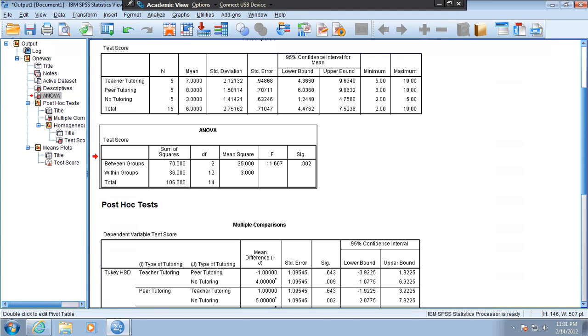When we look at the test statistic, it is an F value formed by the ratio of the mean square between divided by the mean square within. In this case, 35 divided by 3, or 11.667. The test statistic of F is utilized and could be compared to a critical value from the statistical table. However, when we run ANOVA in SPSS, normally we compare the p-value, or the significance, to alpha.